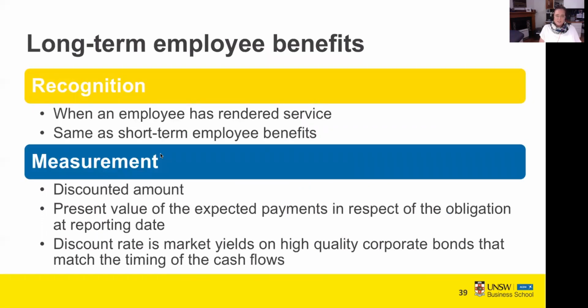So in terms of recognition and measurement, the recognition criteria for the long-term benefits is consistent with that of the short-term benefits. So we recognise a provision as the employee provides the service. However, when we measure the amount of the provision, we have to discount the nominal amount back to the present value, because these are amounts that may not be paid for 6, 7, 10 years' time, for example. So we firstly calculate the nominal value, then we discount it back to the present value.